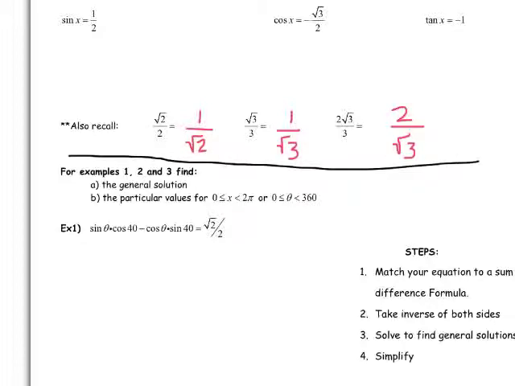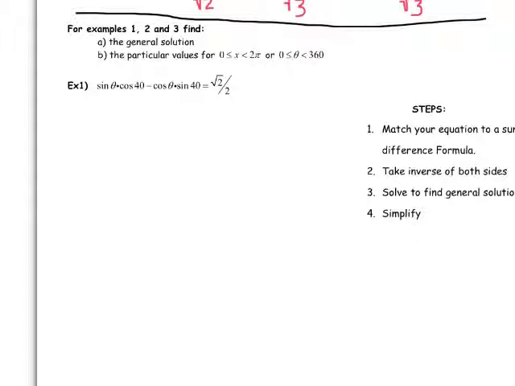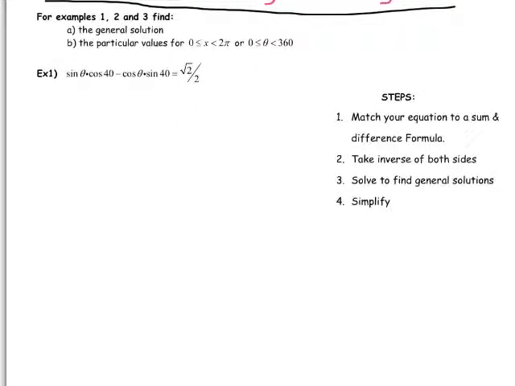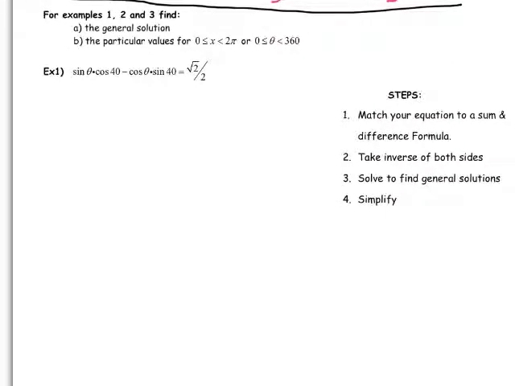Now, what we're doing, though, is we are trying to do general solutions with our sum and difference rules. So, here are the steps right here. You're going to try and match your equation to a sum and difference formula. Take the inverse of both sides, solve to find the general solution. So we do want to find general solutions, and then after we find the general solutions, we'll find some particular values from 0 to 2 pi or 0 to 360, depending on radians or degrees. So I'll explain what part B means after we find the general solution.